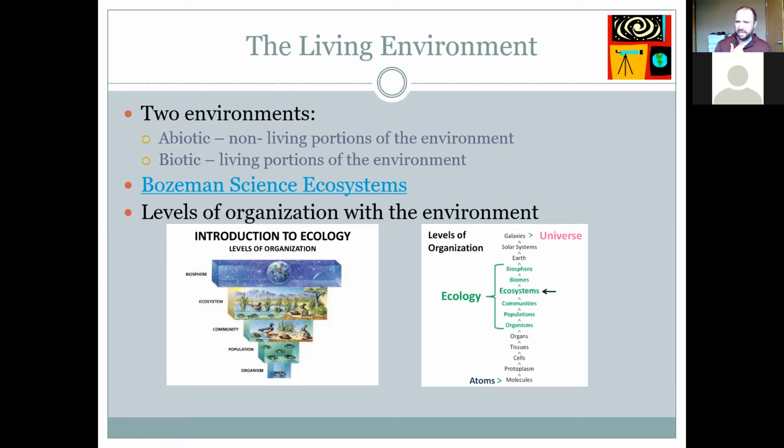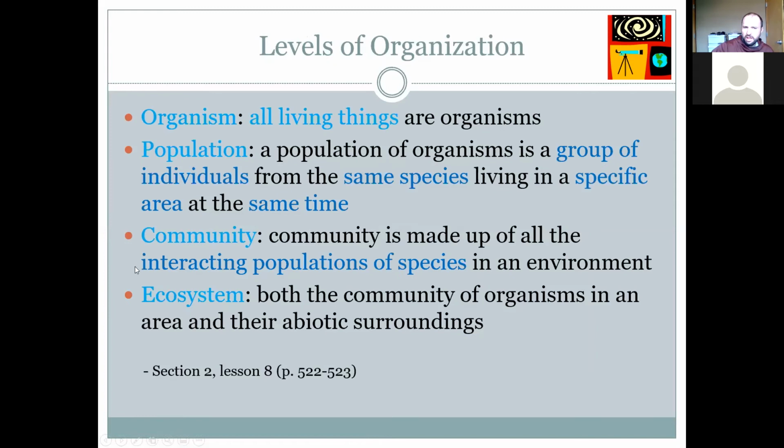Okay, that makes sense? So as we make the next jump up from organism to population to community, what do you think a community is as it relates to an ecosystem? Look at the picture here. So here we've got one fish, here we've got a bunch of fish, here we've got all kinds of different animals. So the community is made up of all of the interacting populations of species in that environment. So that means the community includes all living organisms in that environment, right?